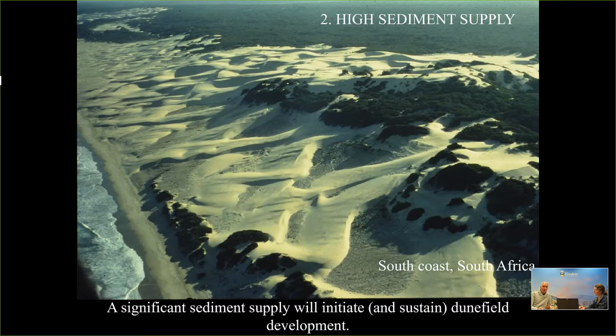Certainly all of the really big transgressive dunefields in South Australia, and these examples on the south coast in South Africa and Western Australia, are associated with very high sediment supply. So we believe that, for example, sediment is being pumped into the beach and shore face from these high energy surf zone systems, then blown onshore or alongshore to form these large scale transgressive dunefields.